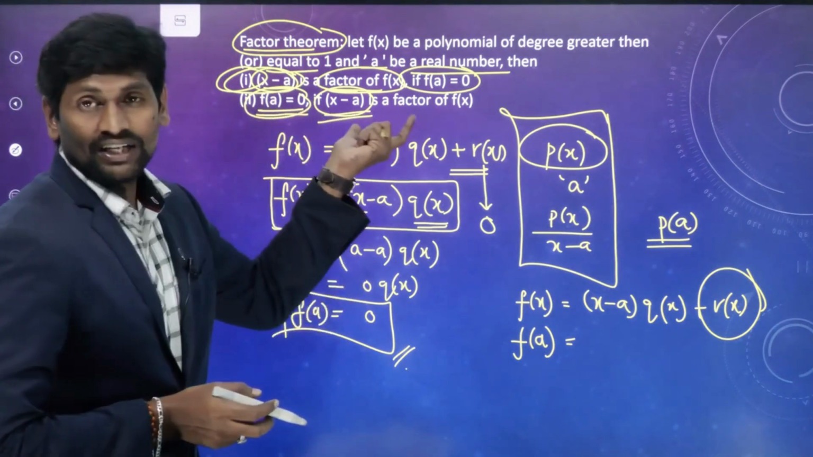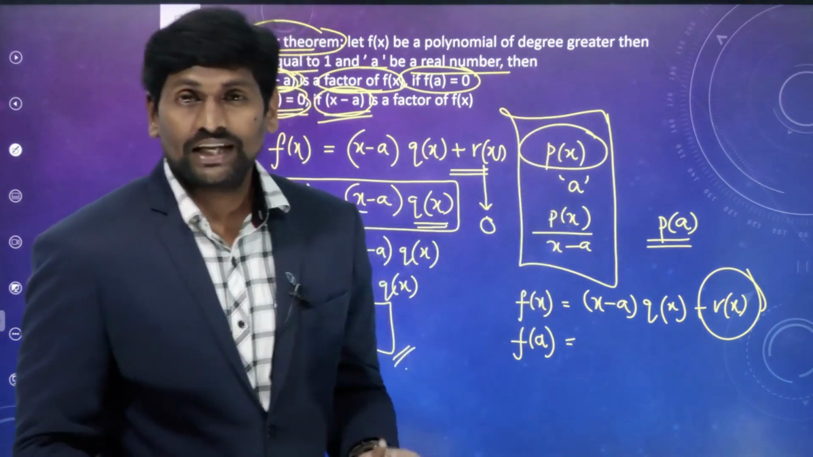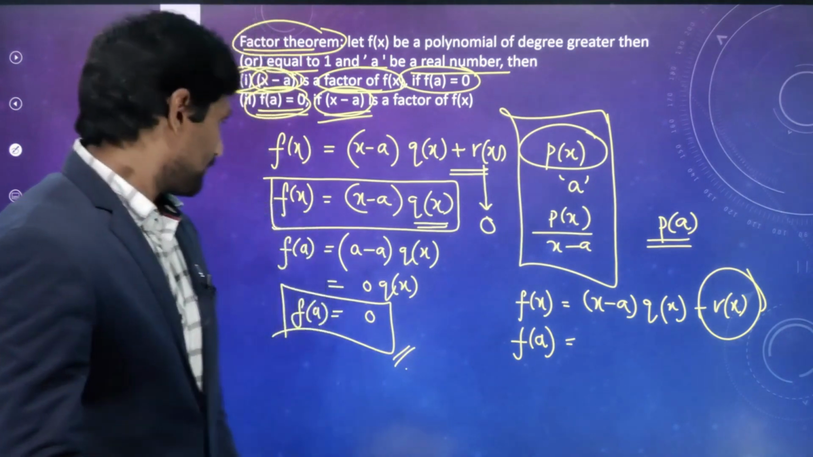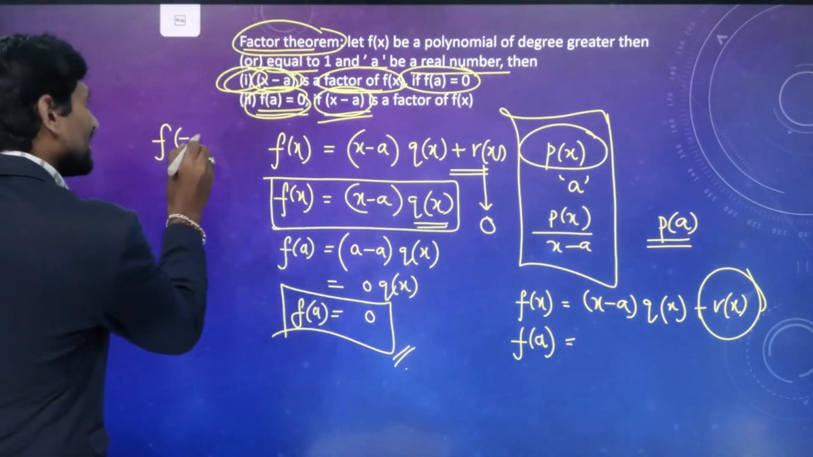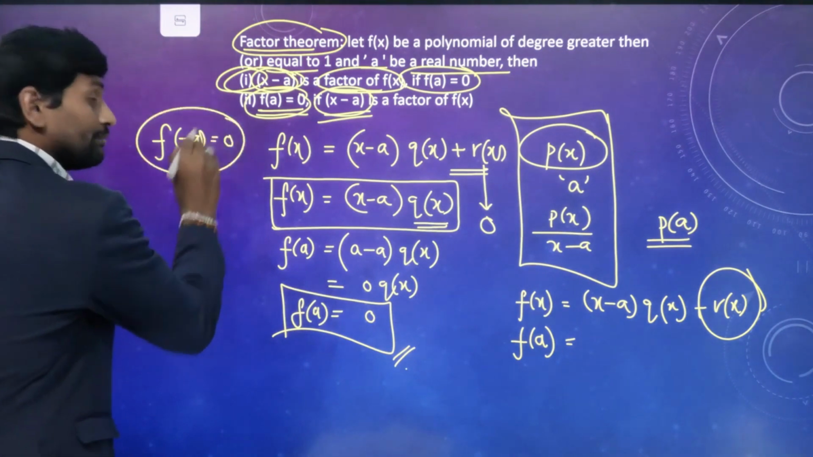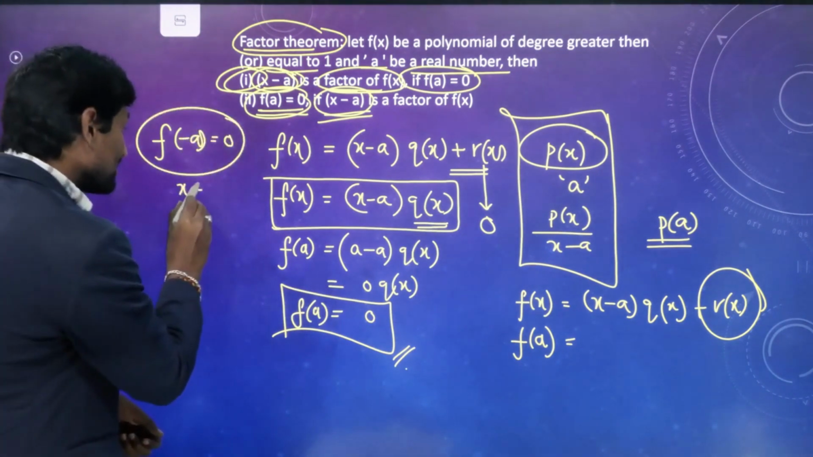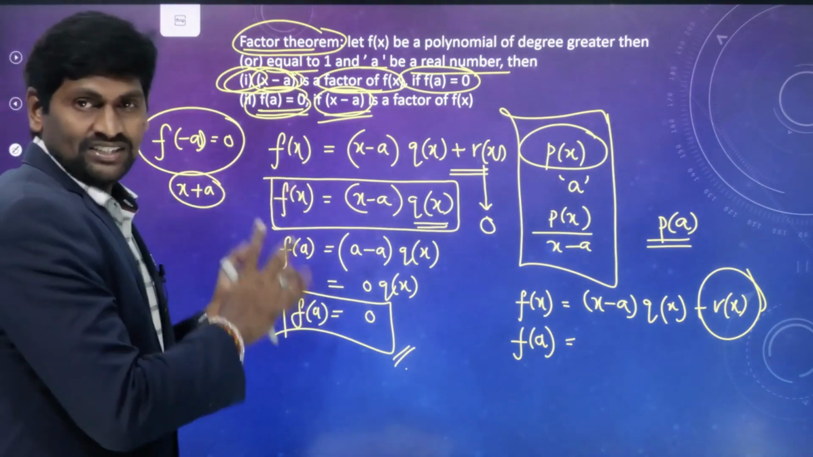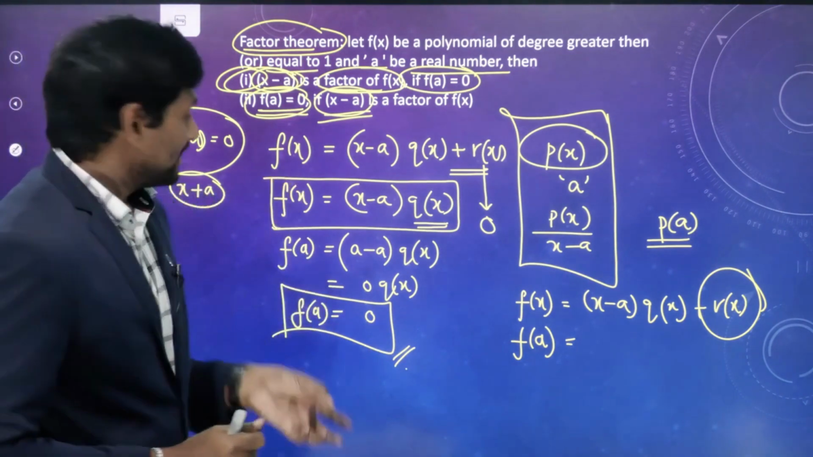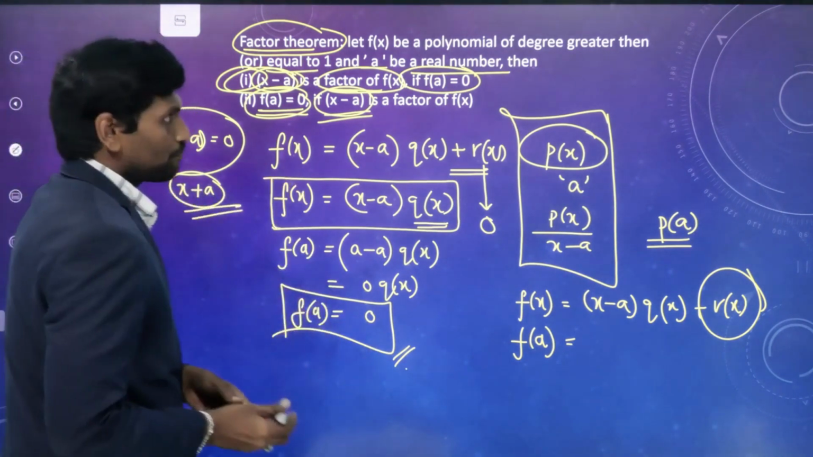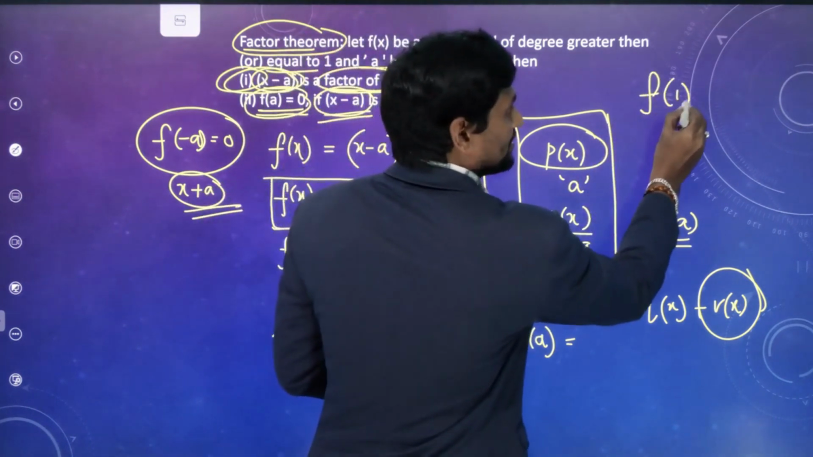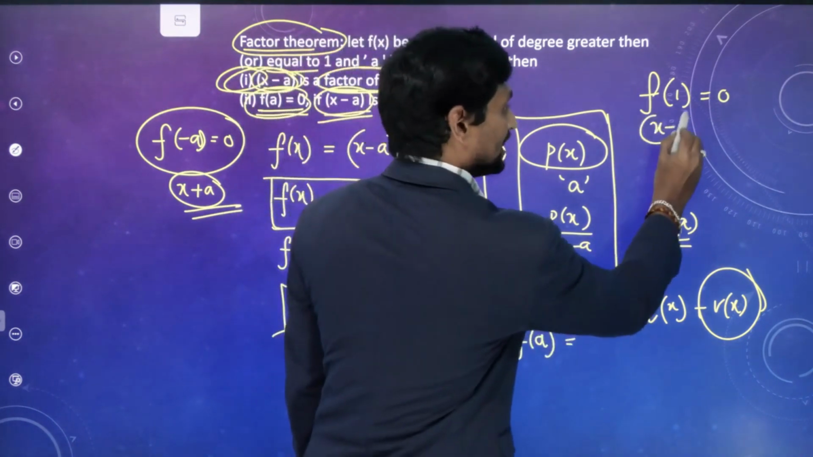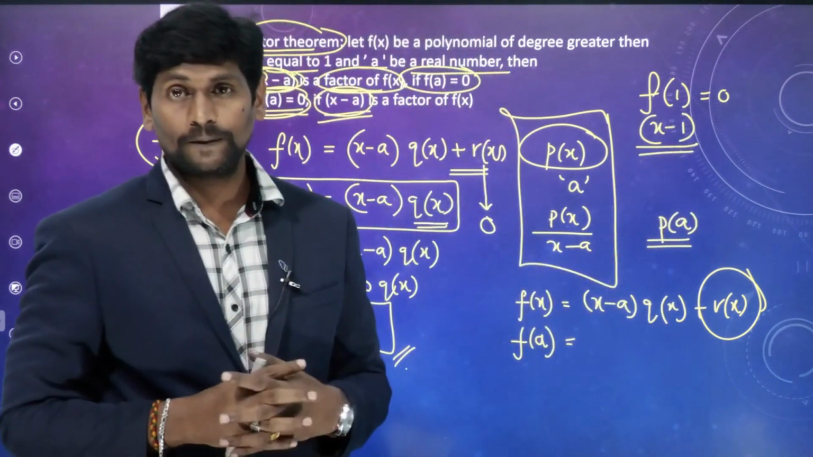If x minus a is a factor, f of a becomes 0. At the same time, if the value of f of a becomes 0, then we can consider that x minus a is a factor. In the same way, if f of minus a becomes 0, then what will be the factor? X plus a will be the factor. F of a is 0 means x minus a is a factor. F of minus a is 0, then we take x plus a as a factor. In the same way, if f of 1 is 0, then what is the factor? X minus 1 will be the factor of the given polynomial.